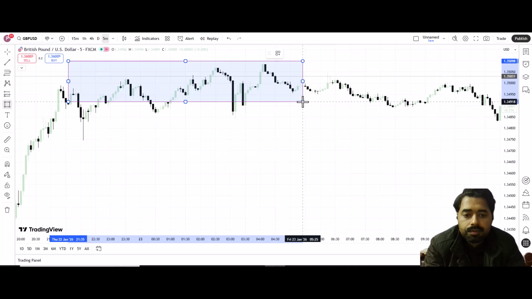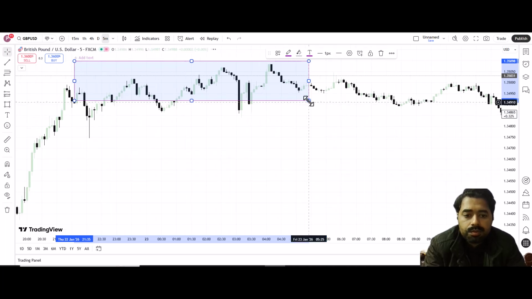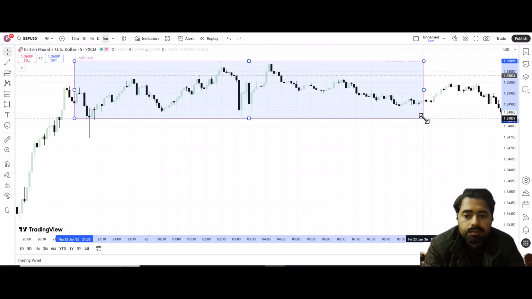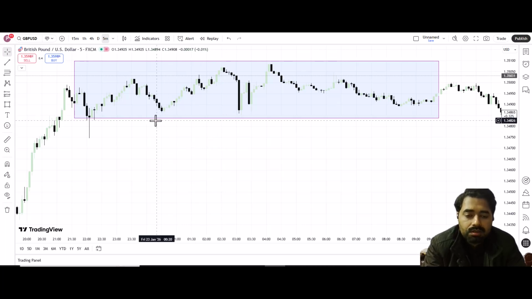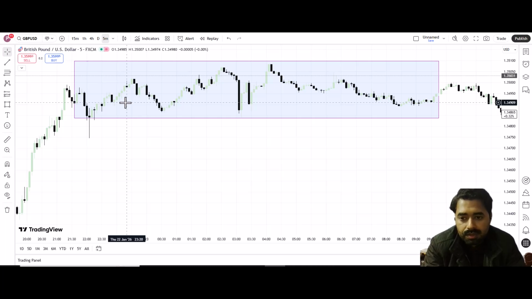This entire range is very small. Since this is a scalping strategy, you can book your profit with a few pips, like 5 to 10 pips could be your TP. Same way, this could be the stop loss as well.